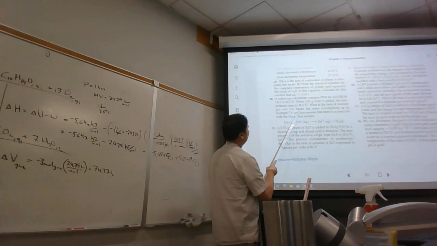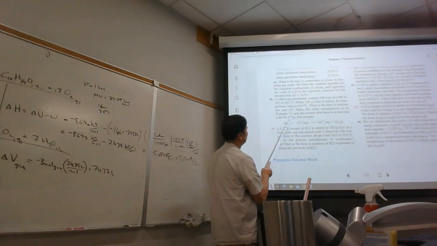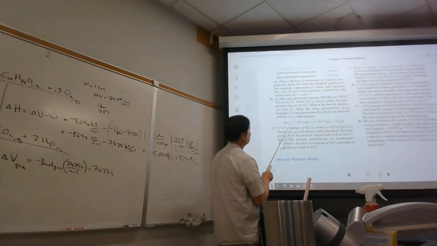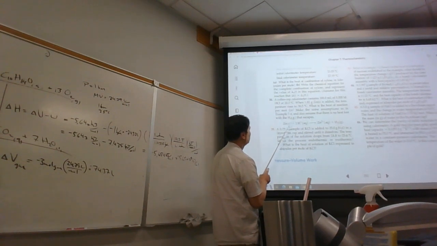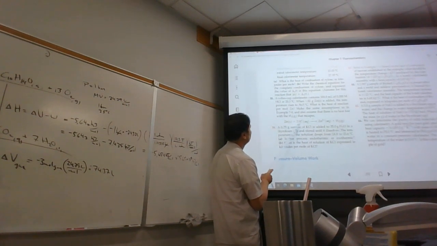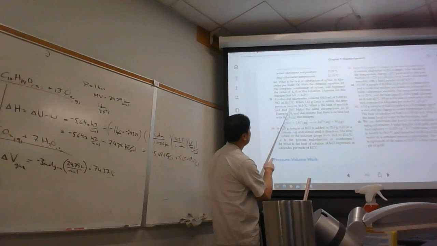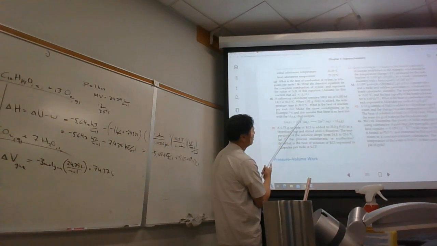And so, what is the heat of reaction per mole of zinc? Make the same assumptions as in example 7-4, and also assume that there's no heat lost with the hydrogen that escaped. So did they give us the heat capacity of the calorimeter here? No. Obviously not, they didn't.